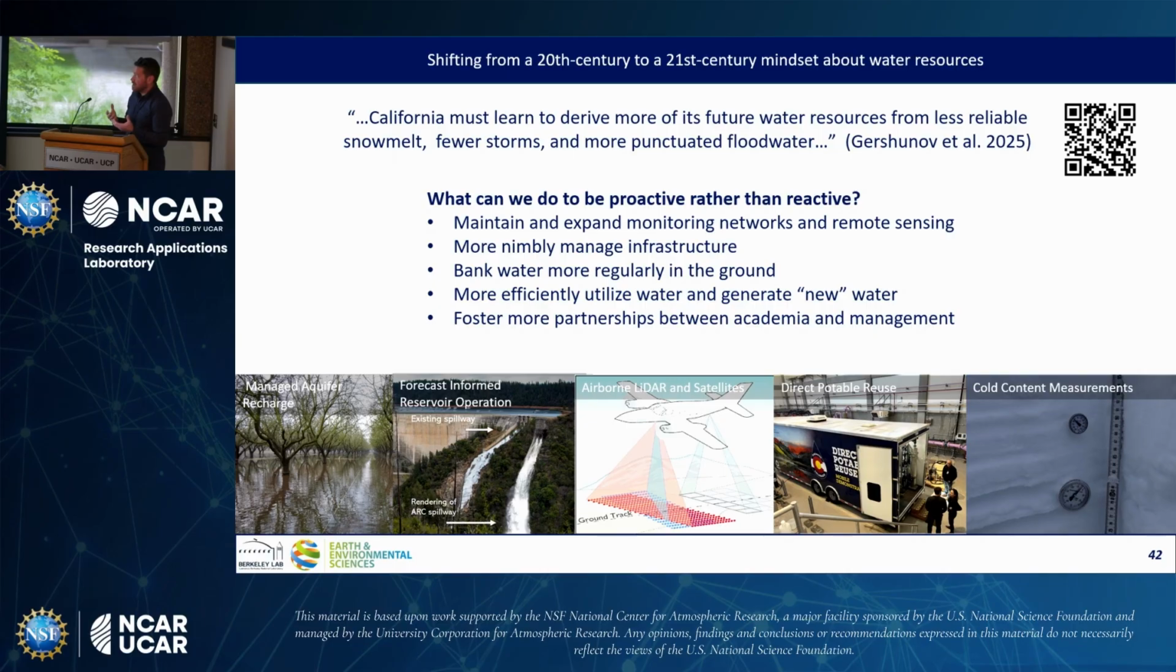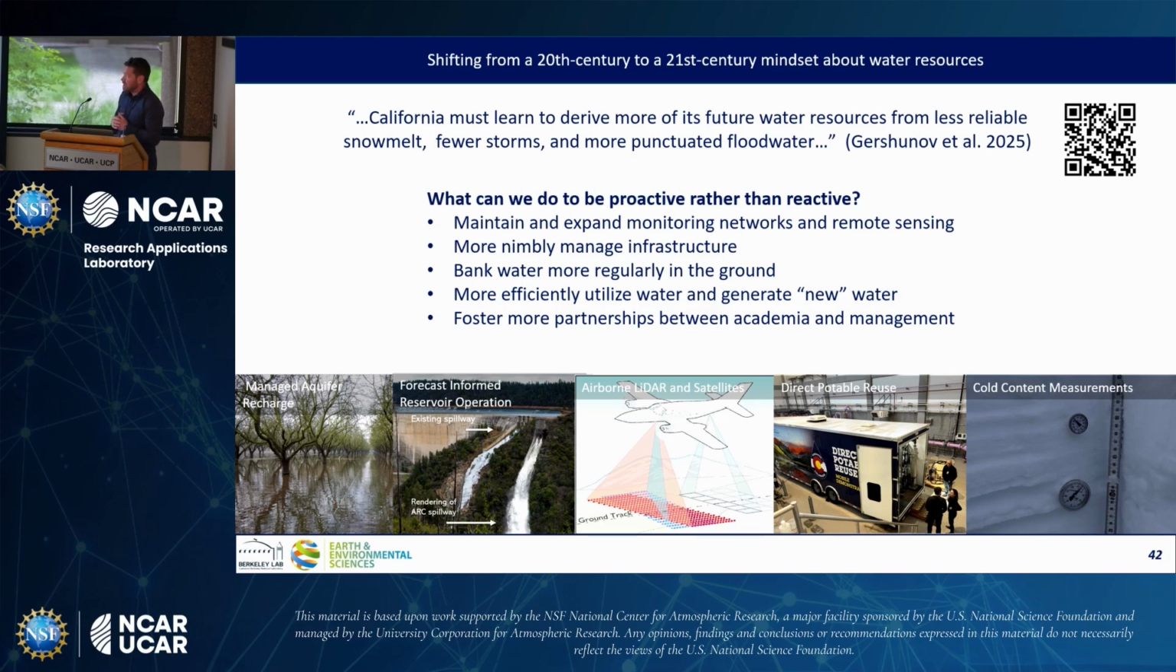So maintaining our current SNOTEL network and other monitoring networks is really important, and expanding the monitoring networks to sample things like cold content measurements I think could be really useful across the West, so that way we know how close to melting our snowpacks are, and using more remote sensing strategies like the airborne LiDAR, ASO campaigns, et cetera, and satellite-derived estimates to understand and constrain how much uncertainty there might be in the water amounts in our snowpacks and how much we might expect as reservoir inflow.